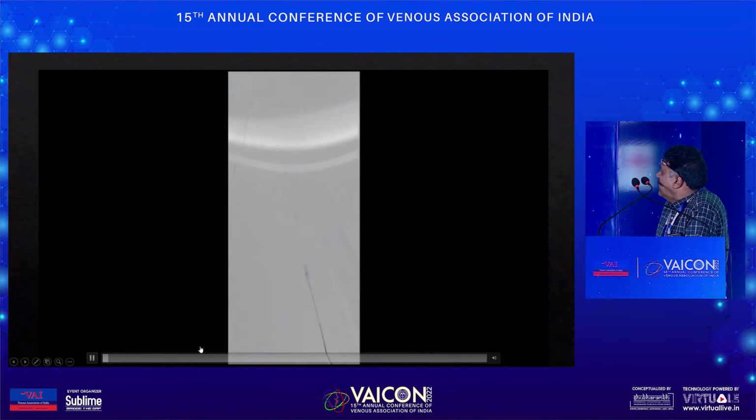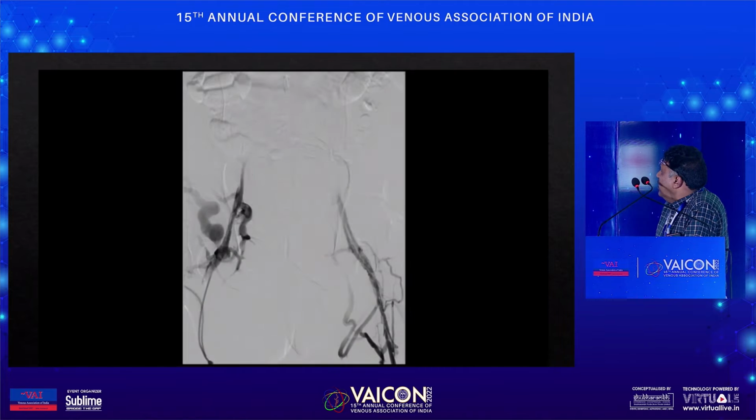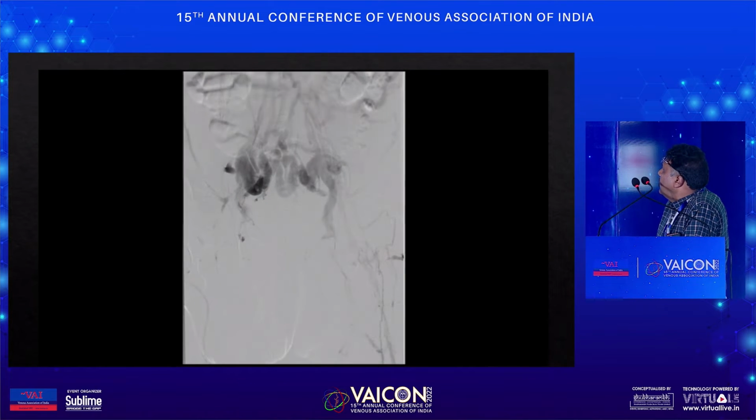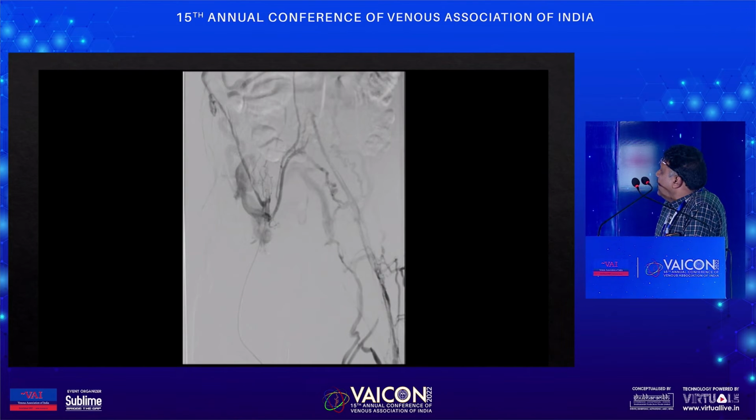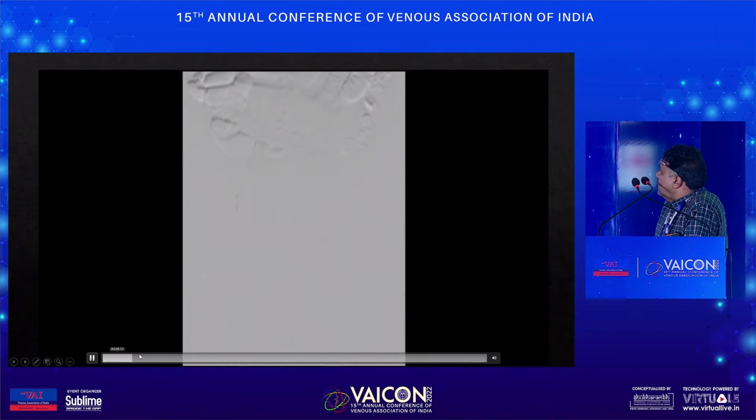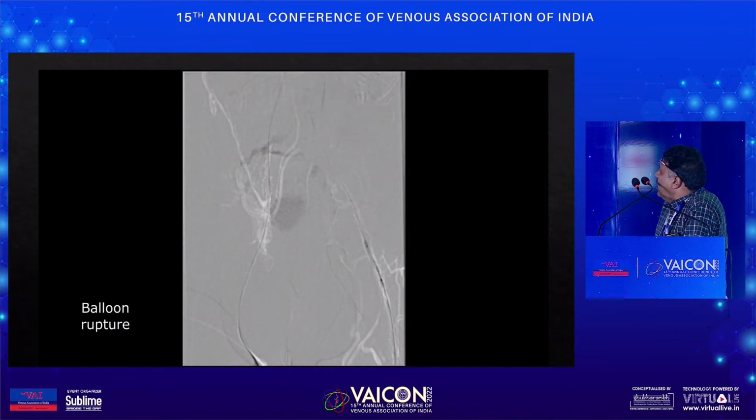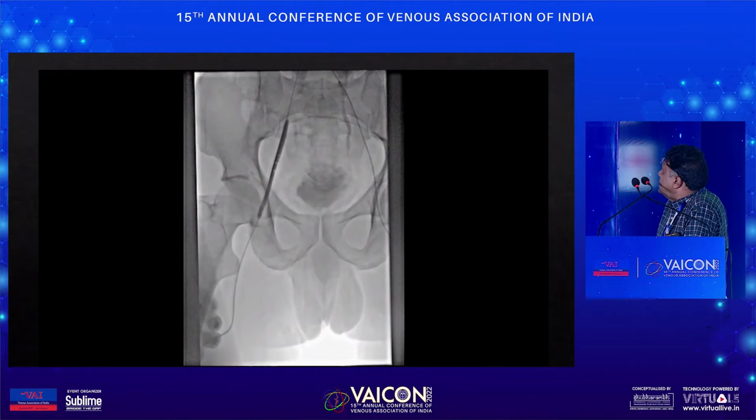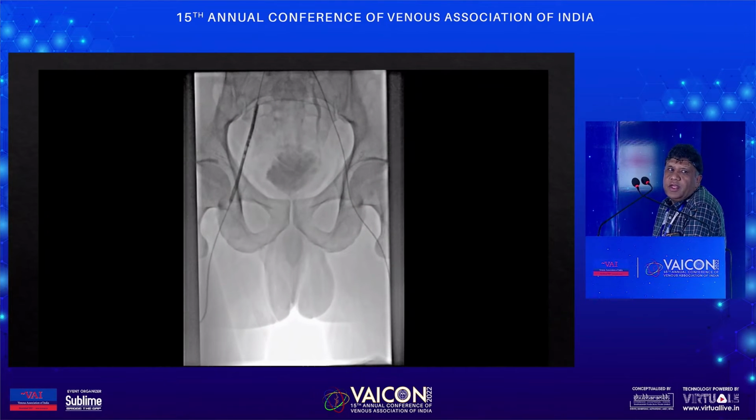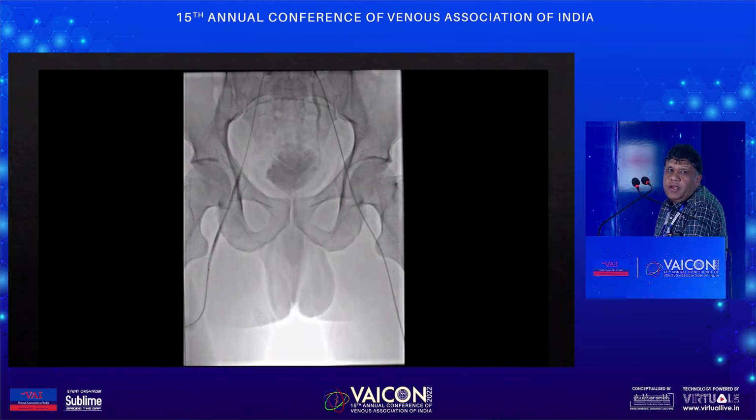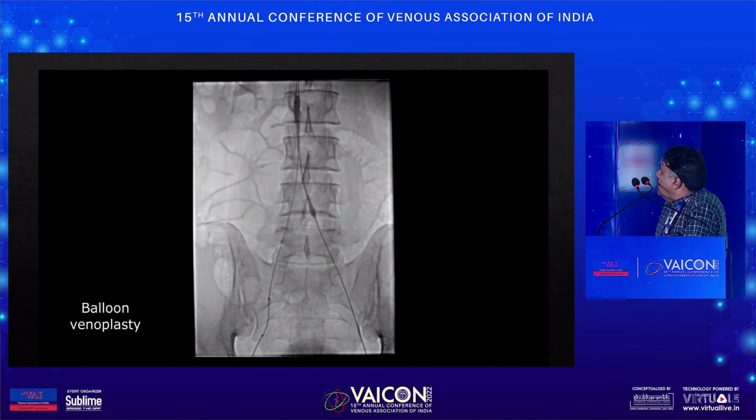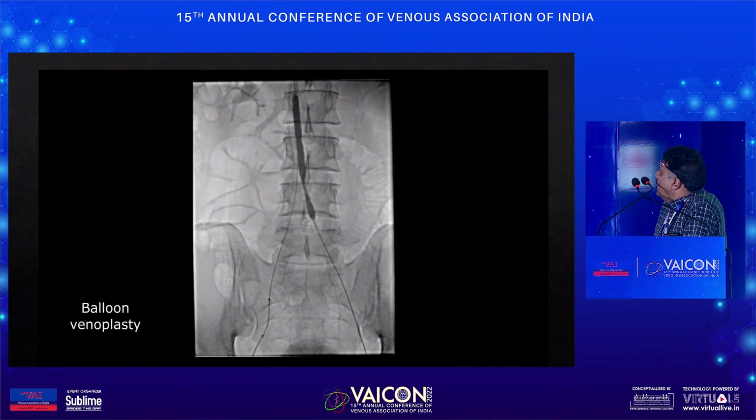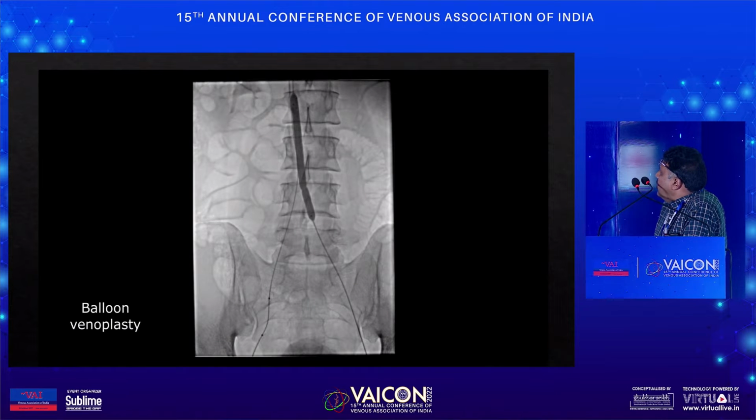So bilateral SFV were punctured, jugular approach was taken, and using the Terumo wire 0.035, bilateral iliac veins were crossed, and then the IVC in serial dilatation with different sizes of balloon, using the 4, 5, 8, 10, then 12, made the suitable lumen, and then this was the balloon venoplasty.